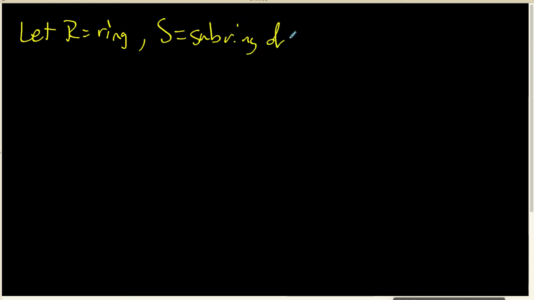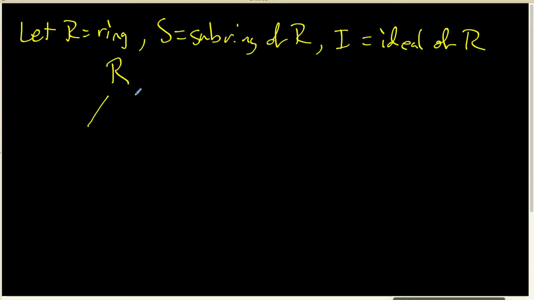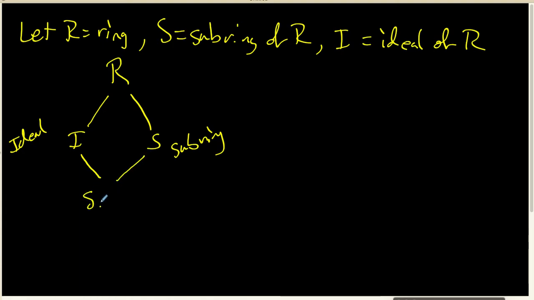To get started in this video, we are going to let R be a ring, S is going to be a subring of our ring R, and I is going to be an ideal of our ring R. And I want to draw a schematic picture here. R is up at the top, and R includes both I and S. And I is my ideal, and S is just a subring. And because I and S are subsets, I can look at their intersection, and S intersect I is going to live down here, where these lines are indicating the subset relations.